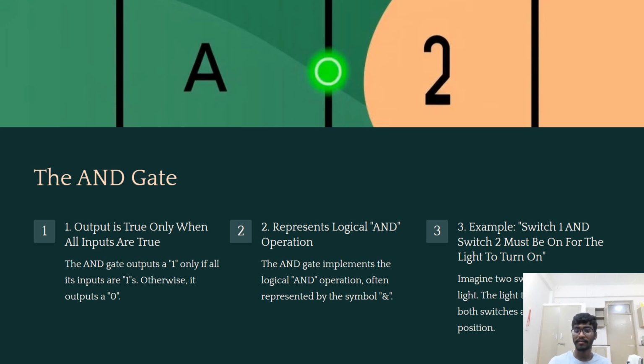The second one, it represents the logical AND operation. The AND gate implements the logical AND operation, often represented by the symbol ampersand. And third, an example: switch 1 and switch 2 must be on for the light to turn on. Imagine two switches controlling a light. The light turns on only when both switches are in the on position.